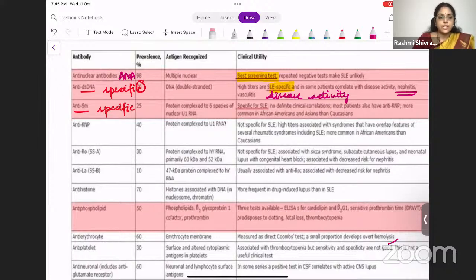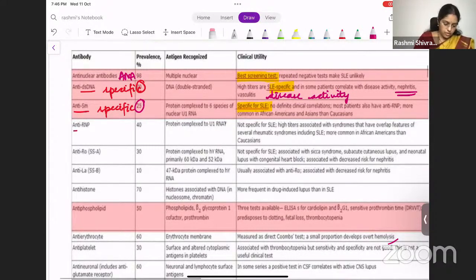Okay, so next is anti-Smith antibody. It is seen in a very small population, only around 25% of SLE patients have anti-Smith antibody. But this is very, very specific for SLE. There is no definite correlation with disease activity, but this is very important. If anti-Smith antibody is present, then definitely it is SLE. So anti-dsDNA and anti-Smith antibodies are very, very specific for SLE. Right? So next we move on.